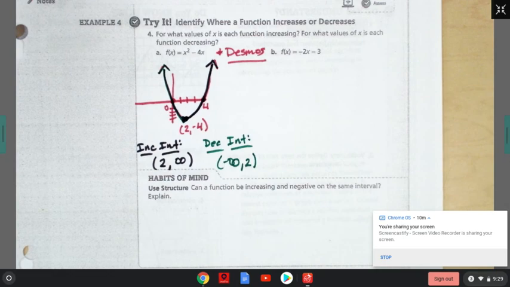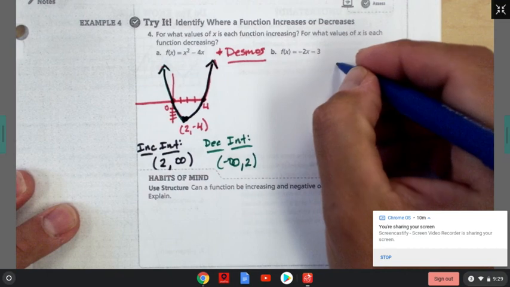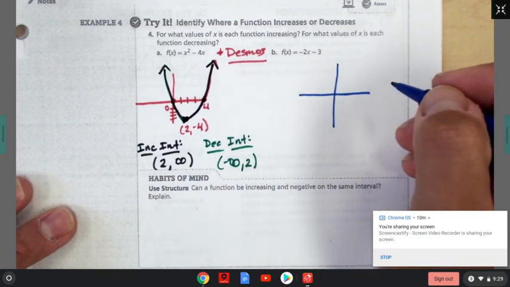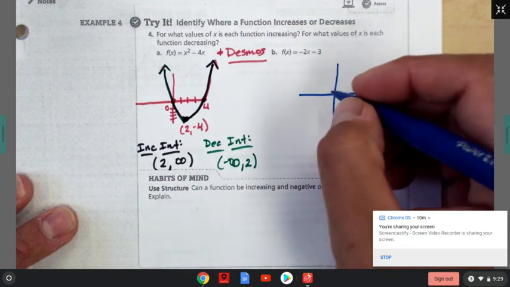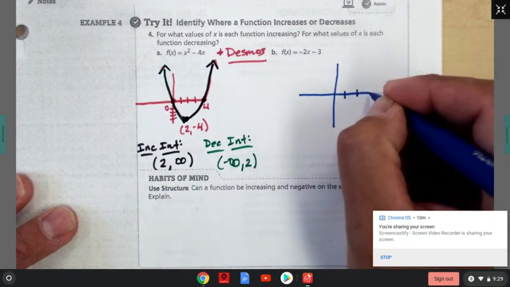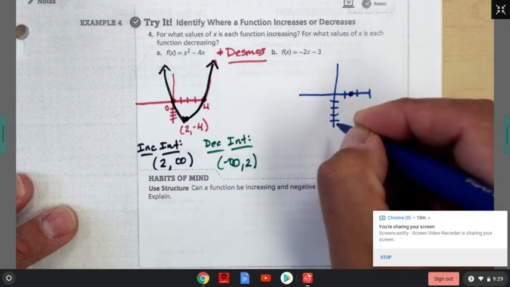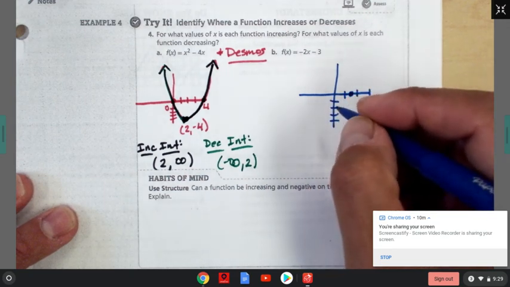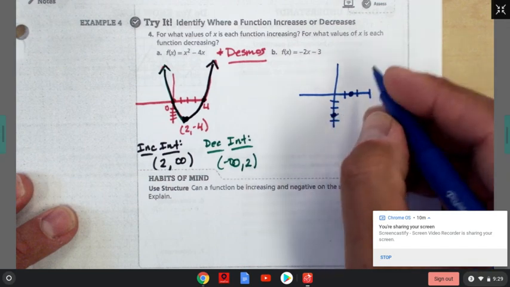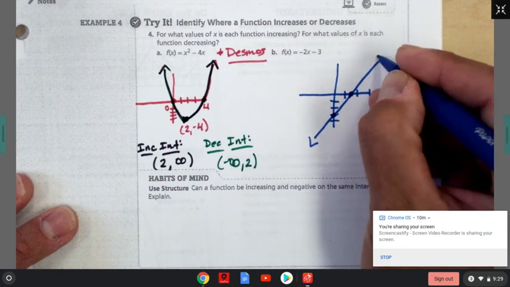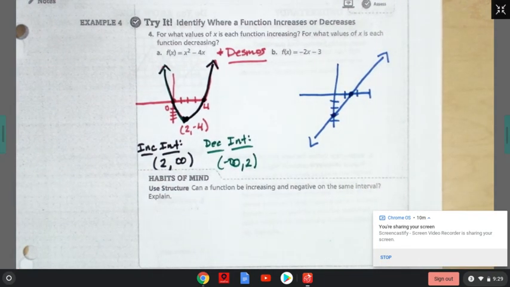All right? One more. Let's do B real quick so that we have at least one more example we can look at. So once again, we're going to graph this thing. Okay, this one is a little bit uglier in Desmos. It crosses the x-axis at 1.5 and the y-axis at negative 3. So at negative 3, it crosses there. So we're going to go like so. There we go.